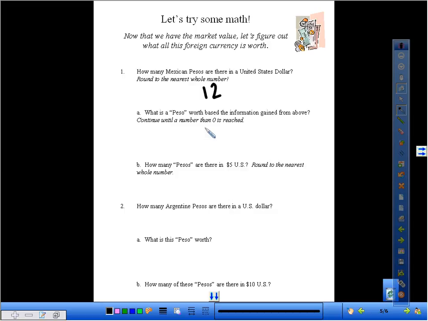Next part, what is a peso worth based on the information from above? So I guess now I need to create some sort of formula that will give the foreign currency's value to the United States dollar. So this is an abbreviation. I'm going to be using the foreign currency. Well, in order to get this, I'm going to have to take the United States dollar, and I'm going to have to divide that foreign currency into it to see how much is in one U.S. dollar. So our formula will always look like such. And then that'll give us our individual foreign currency units and how much it's worth in comparison to that.